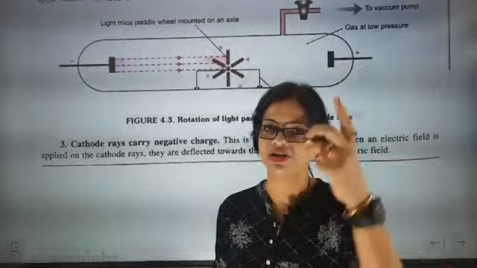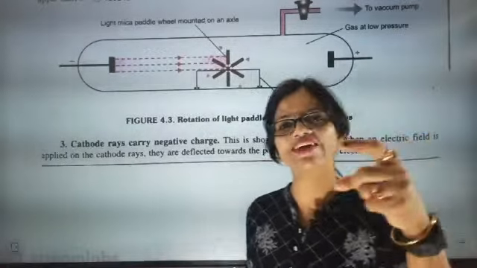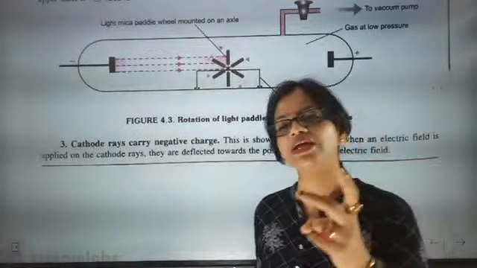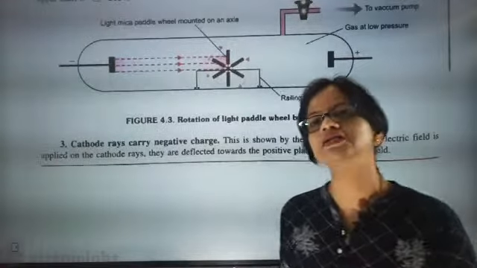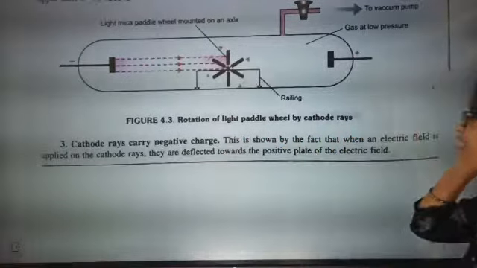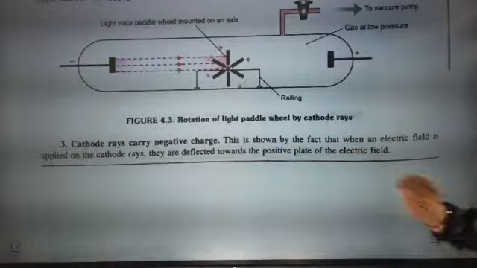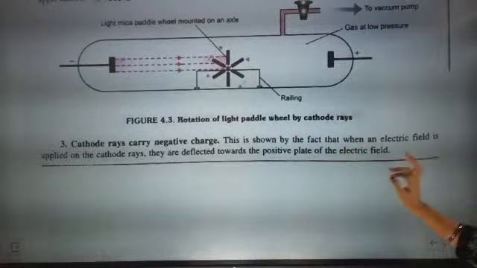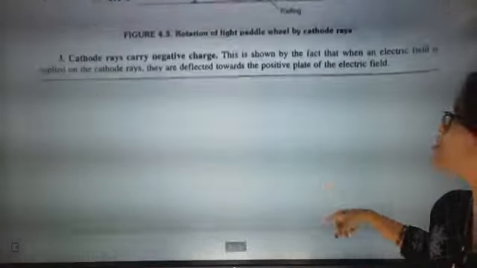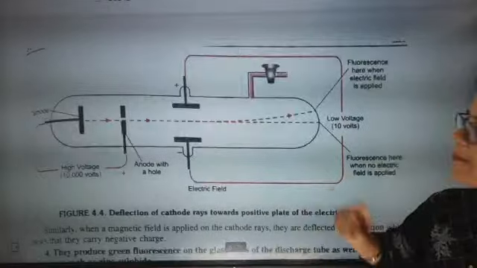Third important point, the key points. What are the three key points? Cathode rays travel in a straight line. Second, cathode rays contain material particles. Third, cathode rays are negatively charged. This is shown by the fact that when an electric field is applied on the cathode rays, they deflect towards the positive plate. So let's see what happened there.